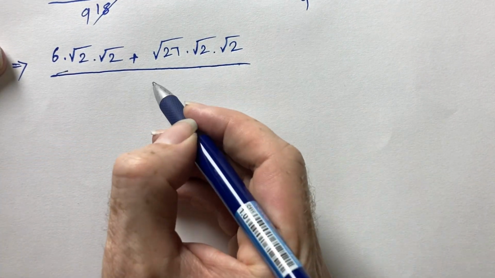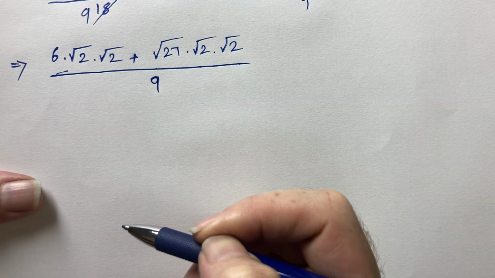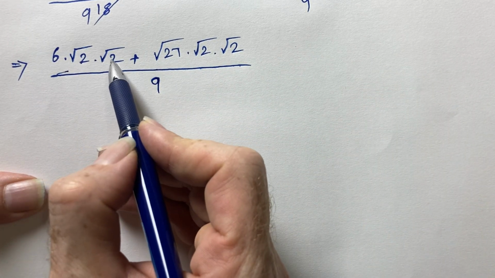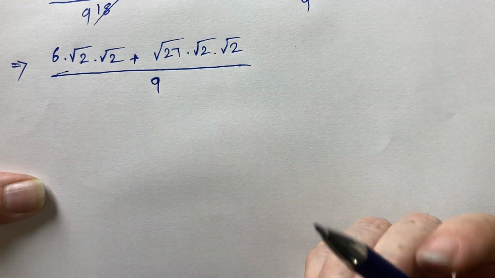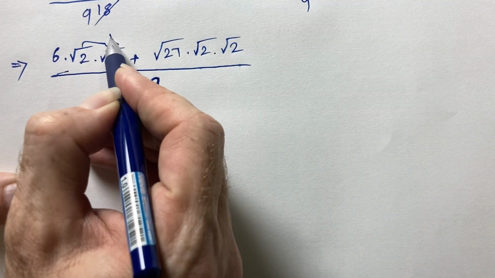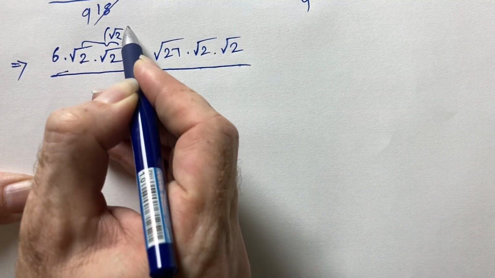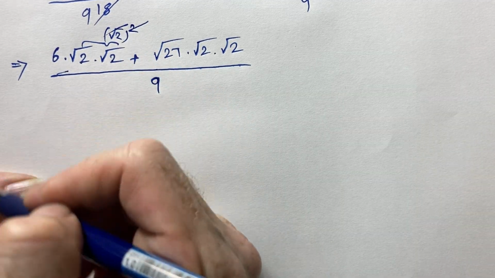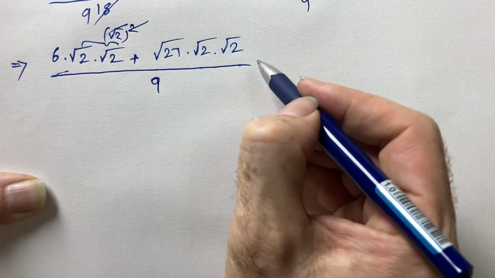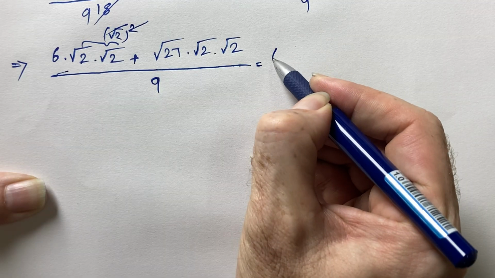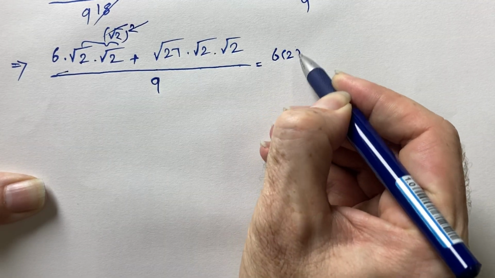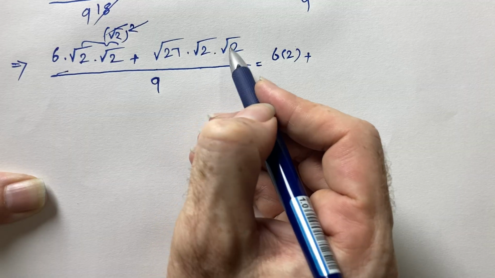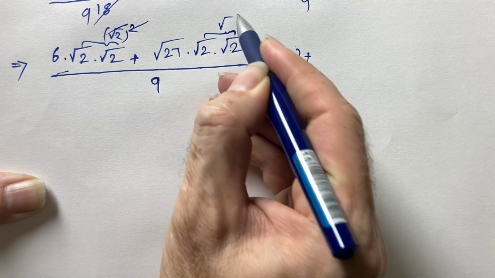We need to write this 9 without any changes. So now look here. Second root of 2 times second root of 2 is second root of 2 to the power of 2. What is this? These 2 as exponent, this square root can be cancelled off, so it is same as 6 times 2 plus.